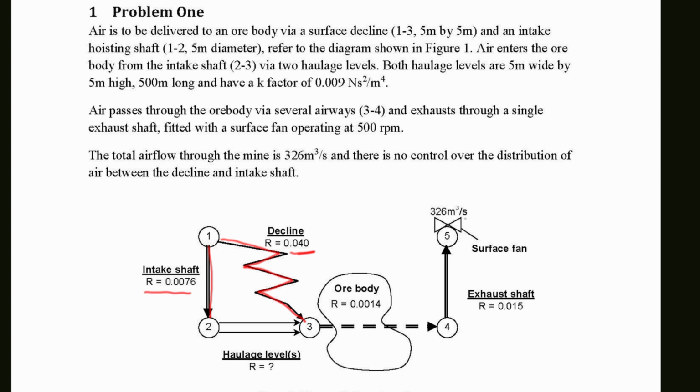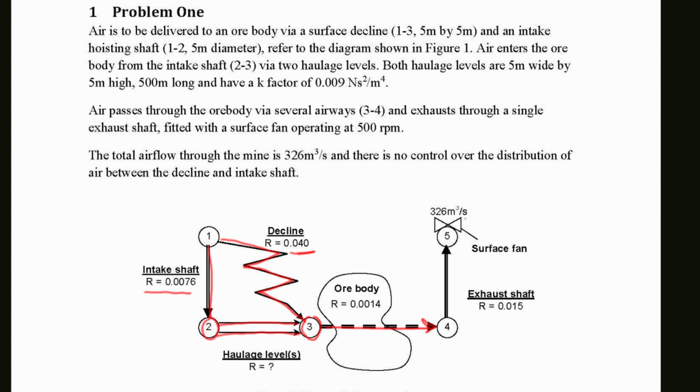Air enters the ore body from the intake shaft 2 to 3 via two haulage levels. So from 2 to 3, there are two haulage levels. One is here, one is here. And their parameters are given as 5 meter wide by 5 meter high, 500 meter long, and have a K factor of 0.009. Air passes through the ore body via several airways, 3 to 4, here to here.